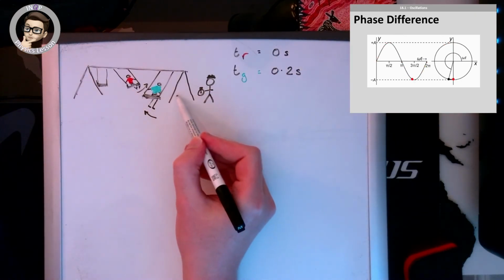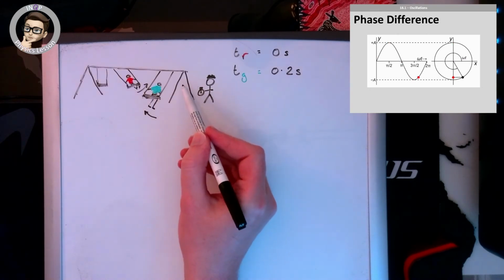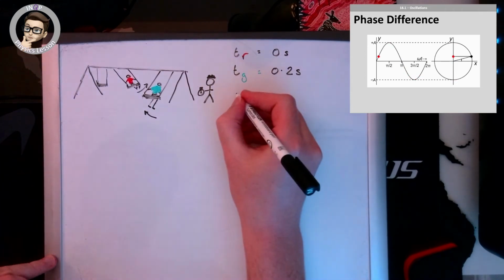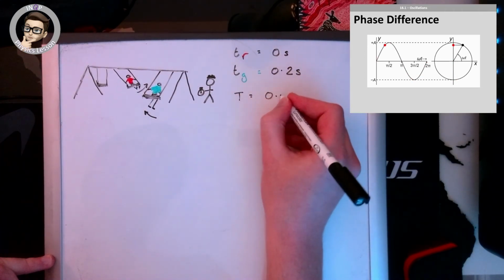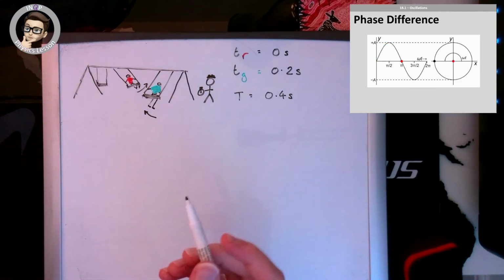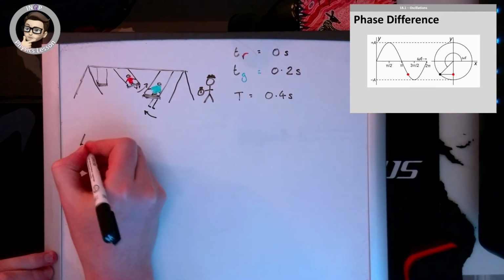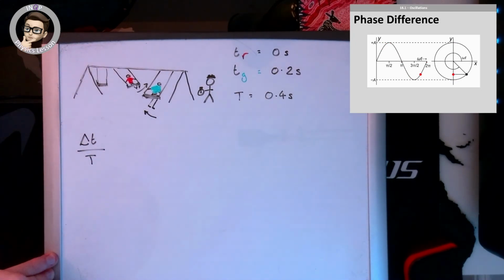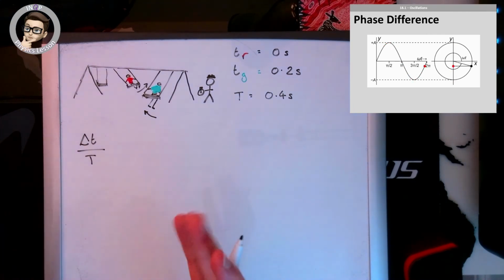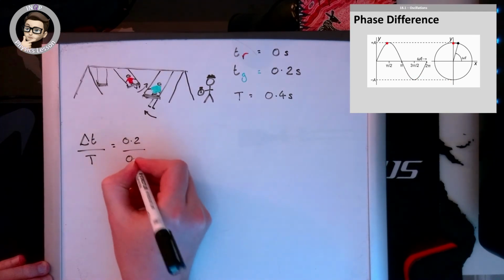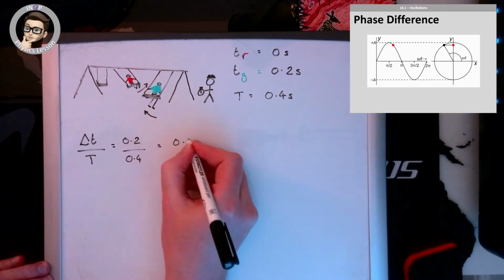So it takes 0.2 seconds to go from negative amplitude to positive amplitude. So it must mean it takes another 0.2 seconds to go back. So therefore my total time period is going to be 0.4 seconds. Now, the phase difference is going to be the change in time divided by the time period, because that's going to give me how much of a cycle I'm out by. So in this case, it's going to be 0.2 over 0.4, which is in fact 0.5.